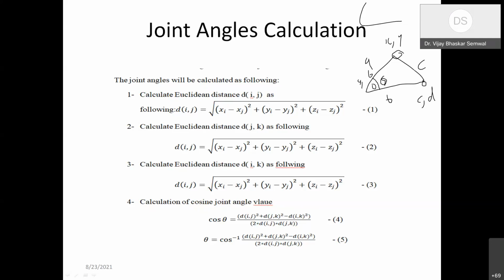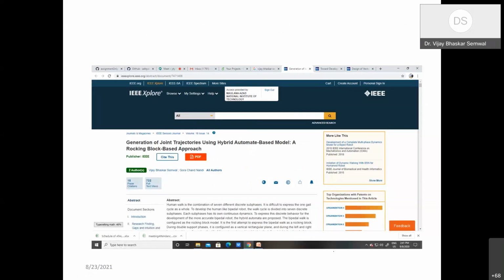So we have sides A, B, C. You can have cos theta equal to B squared plus A squared minus C squared upon 2AB. We are placing that as cos theta. These distances you can easily calculate by the Euclidean distance, between points i, j and j, k. And from here you can get the joint angle value. For more detail, we have a published paper.